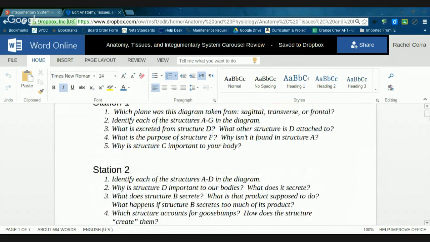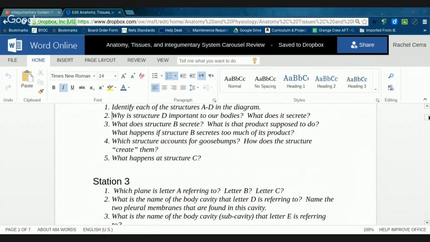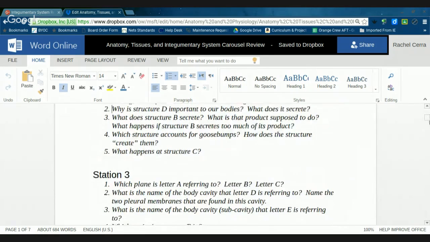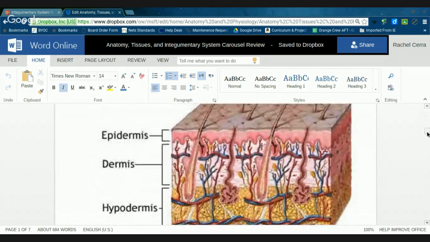If it were a transverse, then it would have been cut in half, and you would have had a top and bottom half. But from where it's cut here, it's really hard to tell if it was cut into a right or left side, or if it was cut from front to back. So it could have been either or, which is why I would take sagittal or frontal.